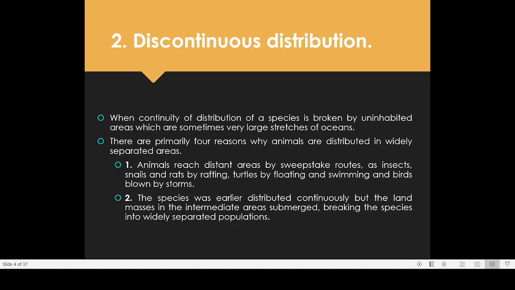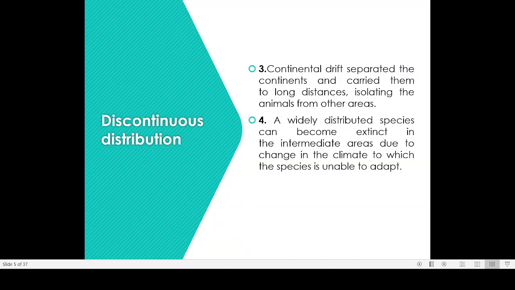Peripatus is present in Africa, in India, in Australia, and I think it is also present in South America and North America, but they are not present in all the major areas of the world. So these are the different examples of animals which are exhibiting discontinuous distribution.